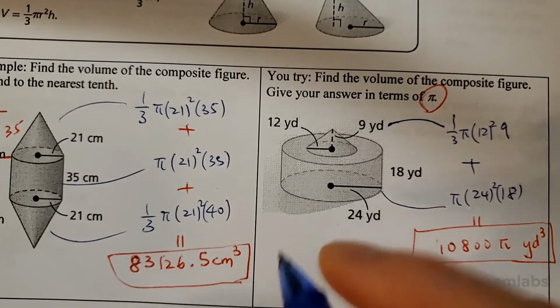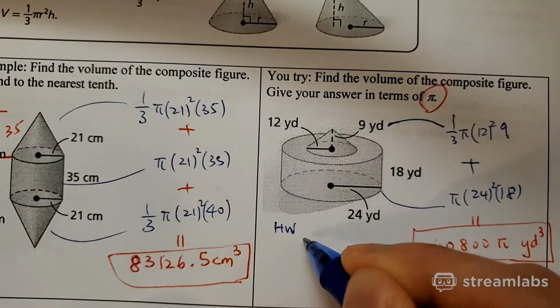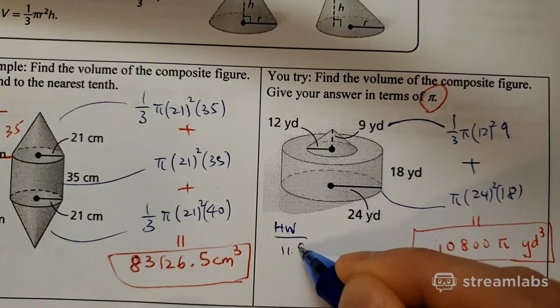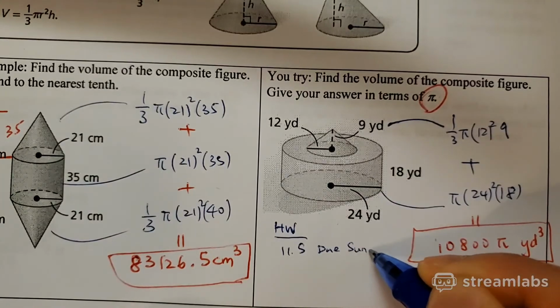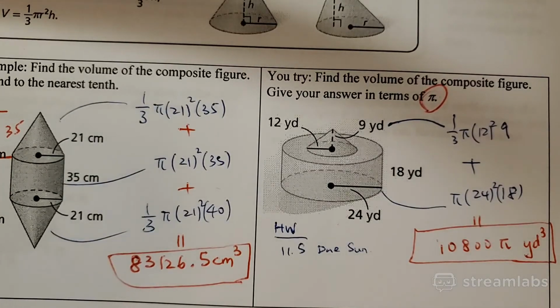So your homework, like I said, it's on big ideas. 11.5. This is due Sunday, of course. Okay. Make sure you do them. Keep up the homework is important. Any other questions before I let you go? Are we okay with this? We got a good comfort level.